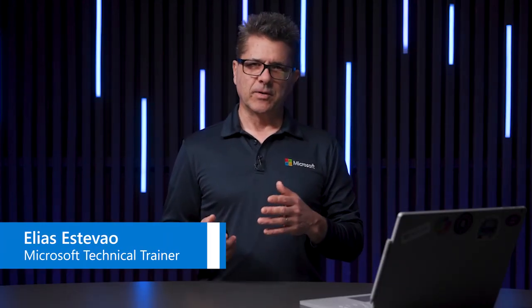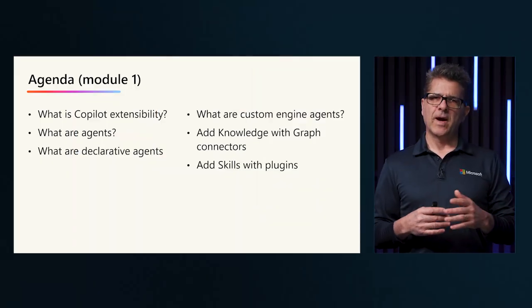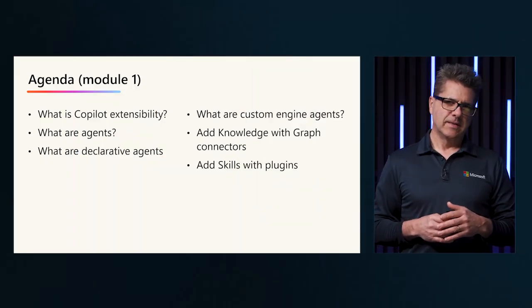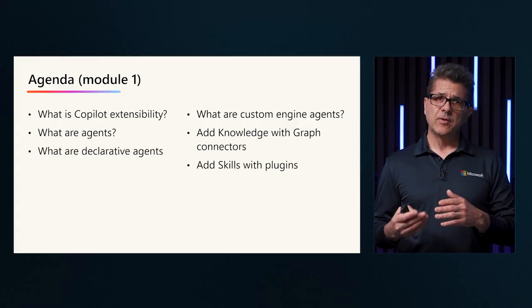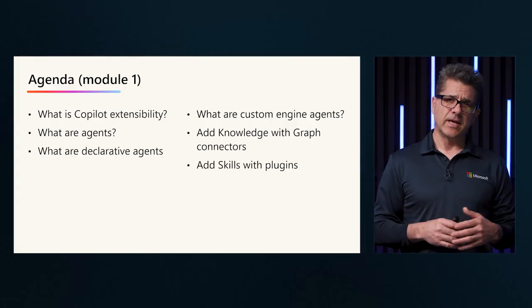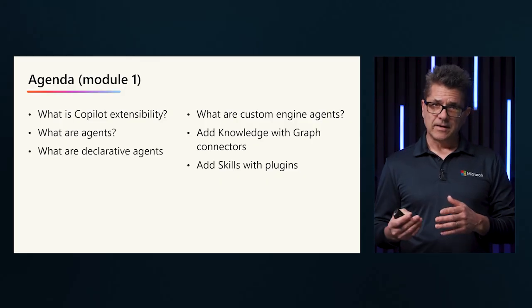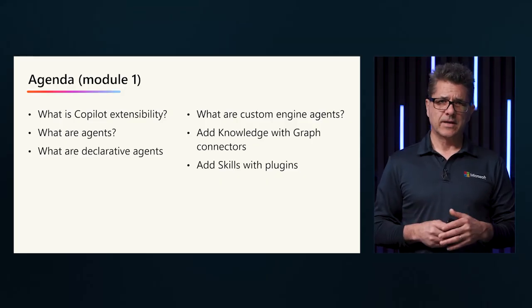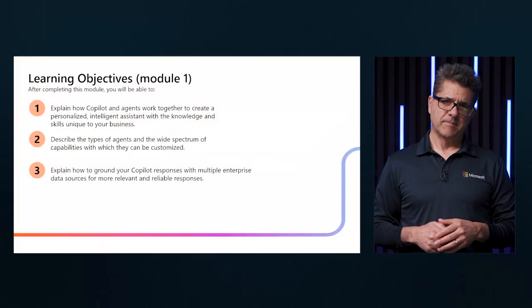In this learning path, we're going to discuss the Microsoft 365 Extensibility Fundamentals. This first module, we are going to review the Copilot extensibility options. Let's review the agent types. Let's also dig a little bit deeper into declarative agents and custom engine agents. And finally, let's discuss the graph connectors and how to add the skills with plugins.